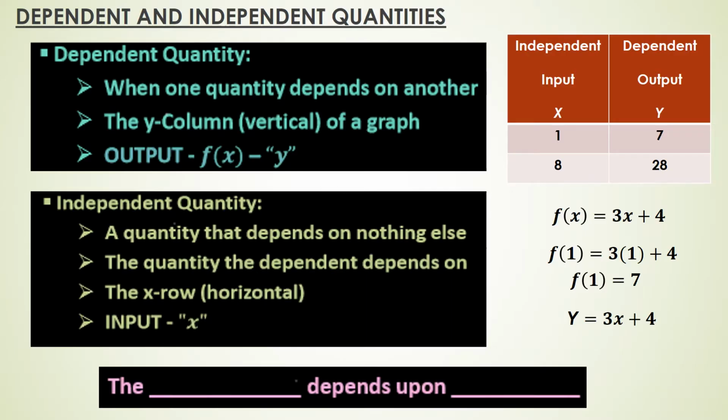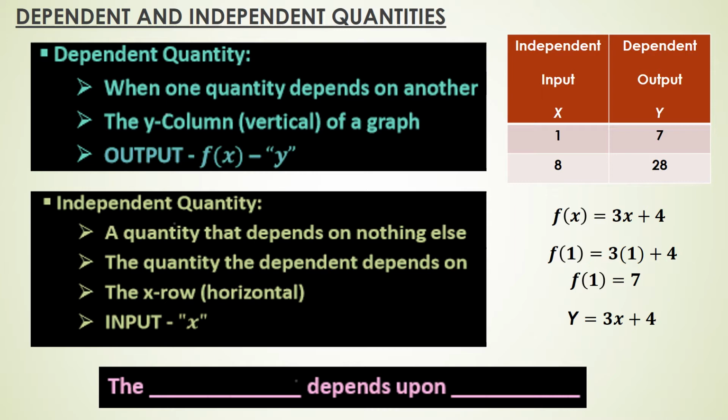Look at the dependent quantity in the first blocks. When we're talking about dependent quantity, we're talking about when one quantity depends upon another. You're looking at the Y column, the vertical axis on a graph, and it's also referred to as the output, or the f of x, which also is the same thing as y.